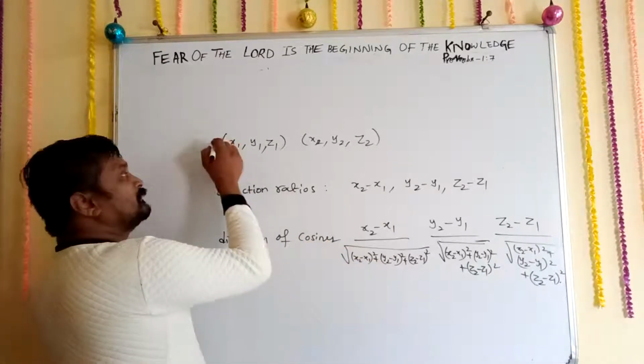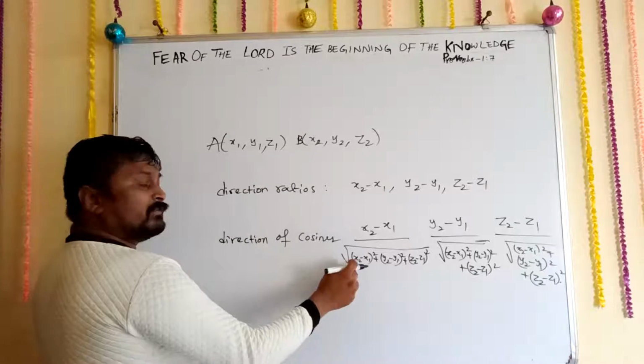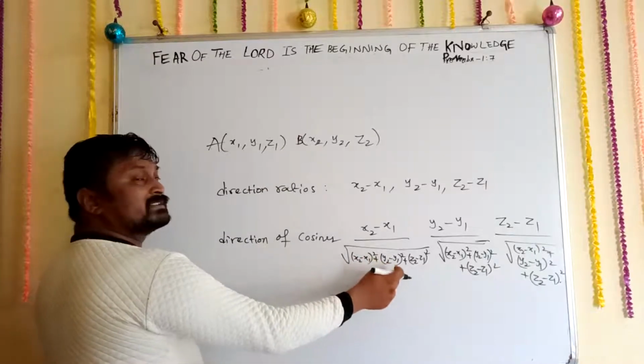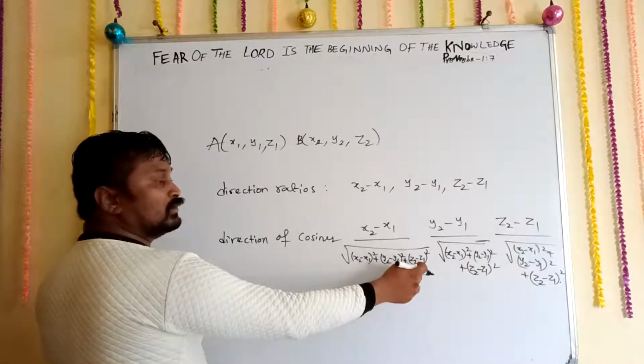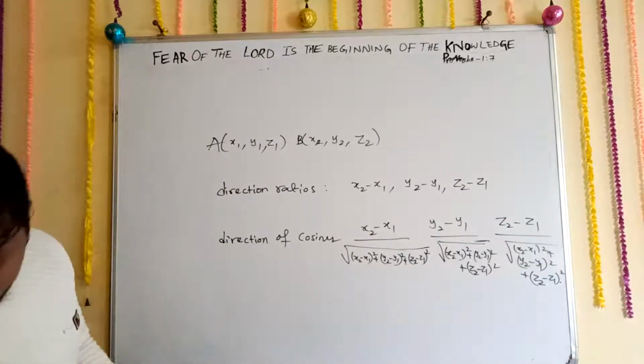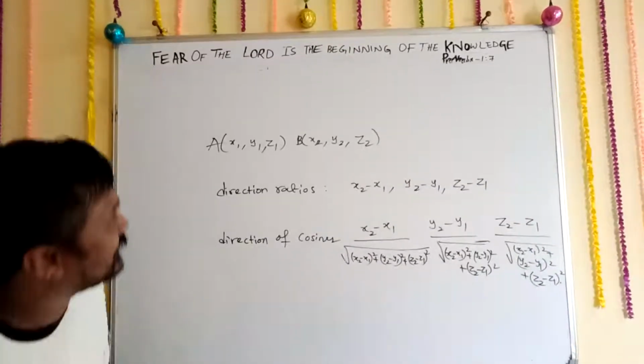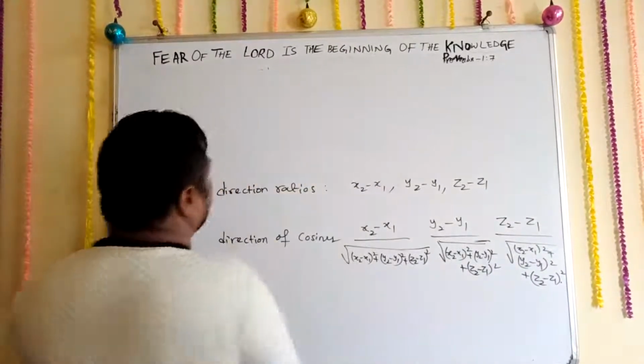So the distance, for example, if I think of AB, what is the distance of AB? Square root of x2 minus x1 whole square, plus y2 minus y1 whole square, plus z2 minus z1 whole square. That is what you are going to write. Clear now? So this is the formula, you just need to remember it. Now I'll solve one problem, then you can understand how it is possible.